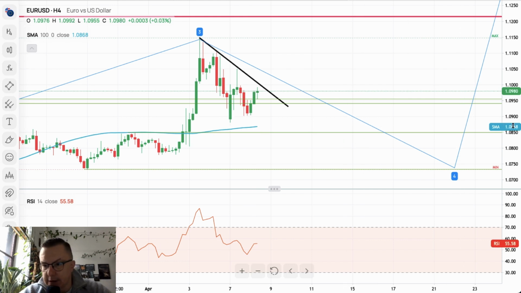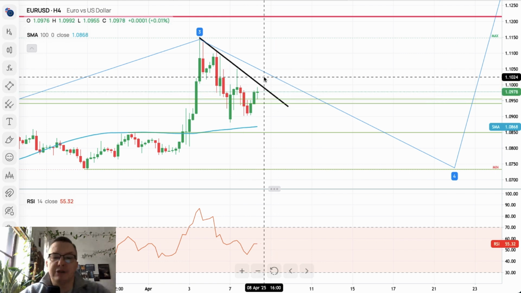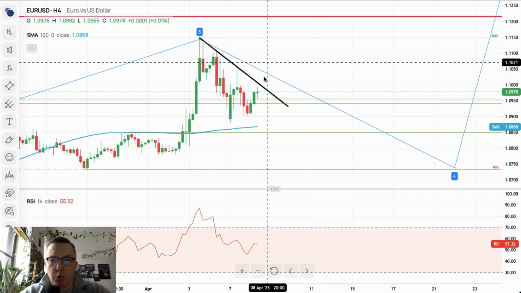All right, so it's 1.0868 right now. So it should look like this. Obviously, when we break above this trend line, we got the first indication something is cooking on the bullish side, and we need to wait a little bit to see what is going on.